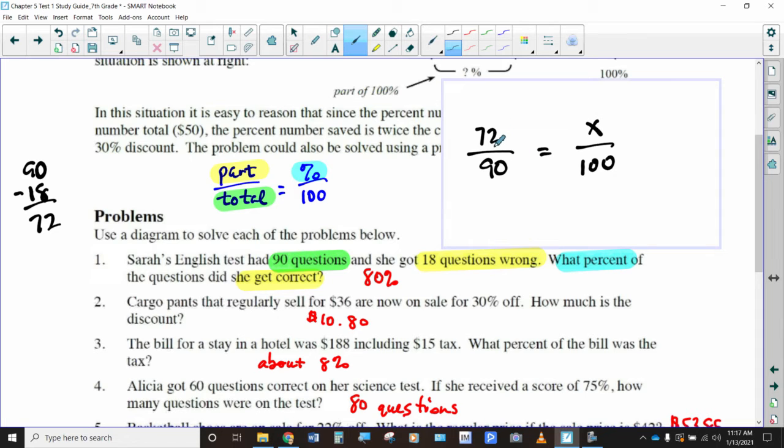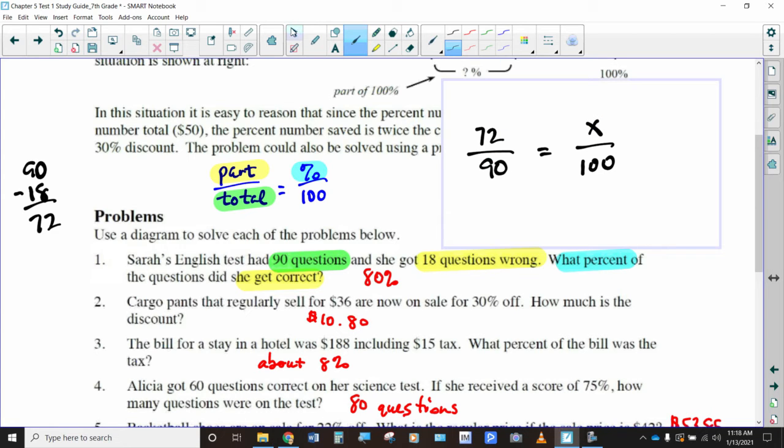So you could do one of 2 things. You could put the 18 in here and then solve for x and then take the complement of that percent, or take the complement of this situation. She got 18 wrong, so she must have gotten 72 correct. So let's go ahead and work through using this, and that'll give us our actual answer.